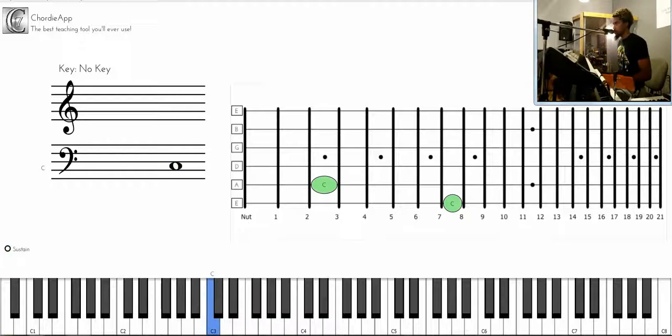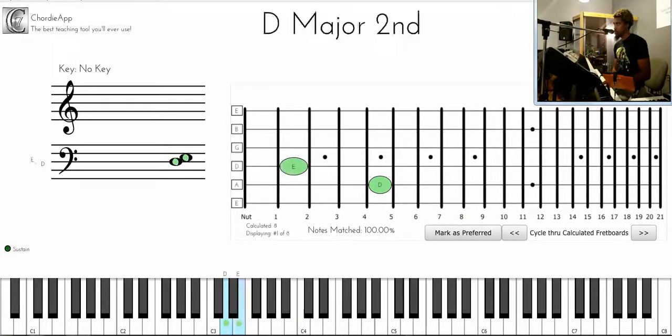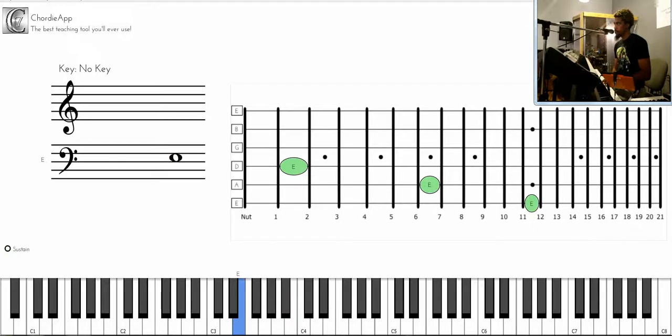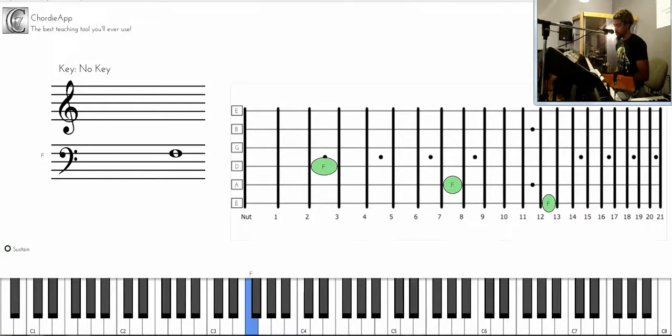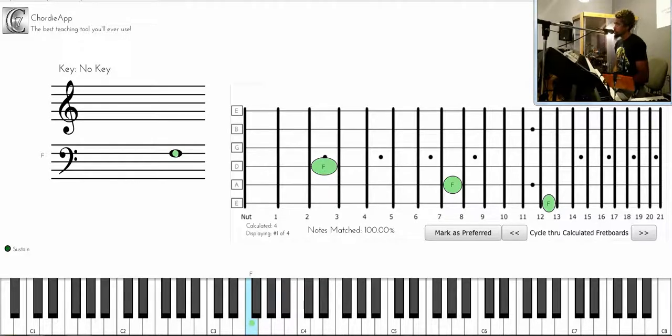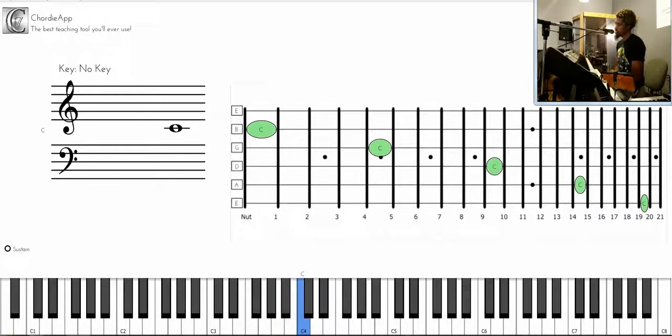So 1, 2, 3, 4. Okay, it's 4. That means I need to take a half step. All right, 5, 6, 7, 8. Okay, since it's 8, I need to take a half step.